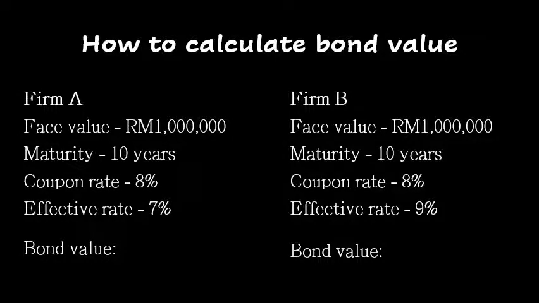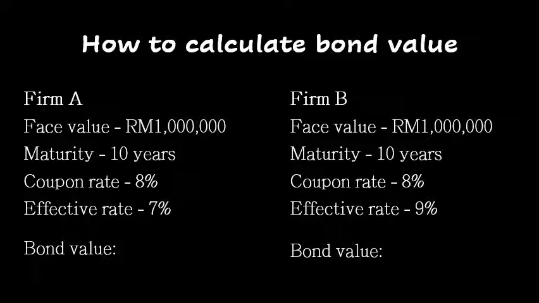Now it's your turn. I will let you try to calculate the bond value using the present value annuity and present value tables provided. Here we have bonds for firm A and firm B, both with the same face value of 1 million ringgit, maturity period of 10 years, coupon rate of 8%, and effective interest rate of 7% for firm A and 9% for firm B. Let's assume the bonds are annually compounded. Now please pause this video and do your calculation. Resume to play the video once you're done with your calculation.